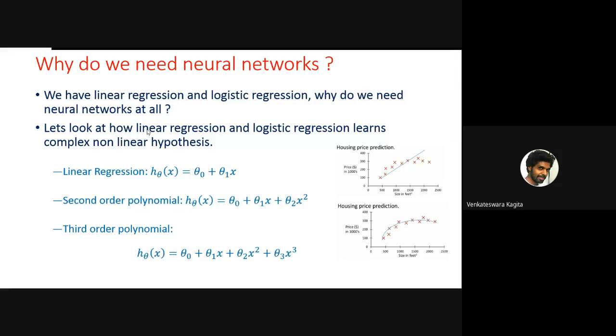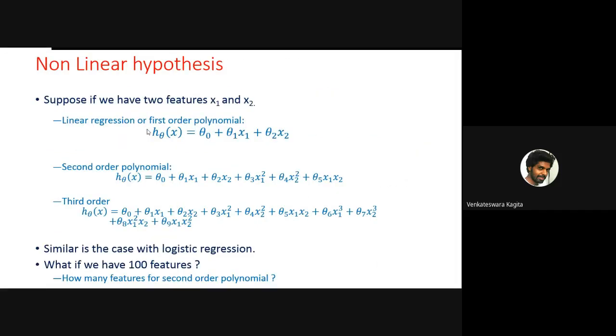If your input has got multiple variables like number of bedrooms, number of bathrooms, number of floors, age of the house, all these different variables, how do you go for the polynomial regression? Suppose you have two features, x1 and x2. And if you want the first order polynomial, your hypothesis looks something like this, right? Theta naught plus theta 1 x1 plus theta 2 x2, isn't it? This is how it looks like, right?